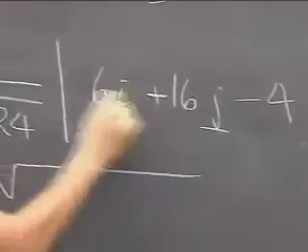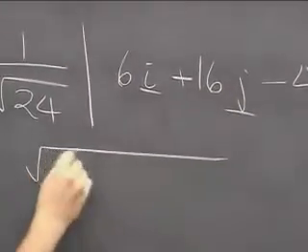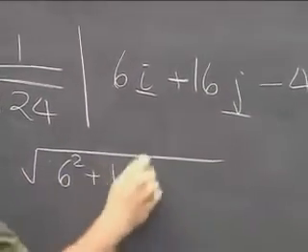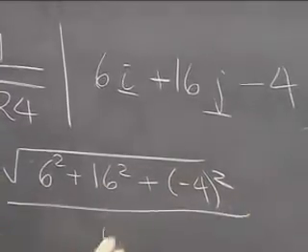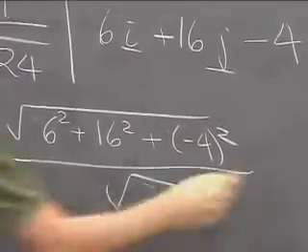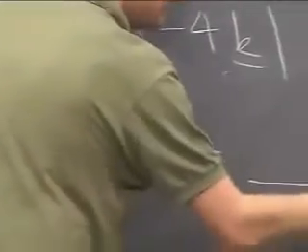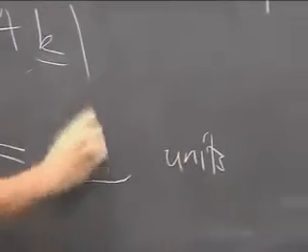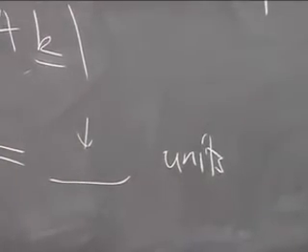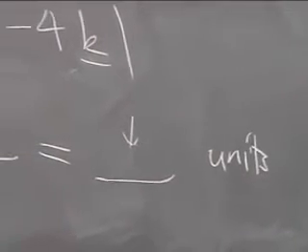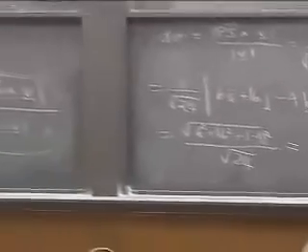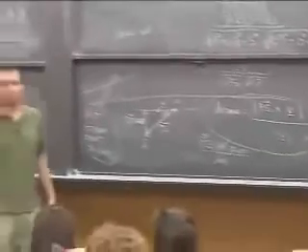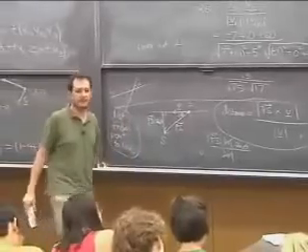We need the length of this vector. So it's 6 squared plus 16 squared plus minus 4 squared, over root 24. And surely that simplifies to something units, but you fill it in. I'm not going to waste time doing a simple calculation there. Okay, so it's not such an easy computation. You have to compute a cross product, but that's life. Any questions about that example?